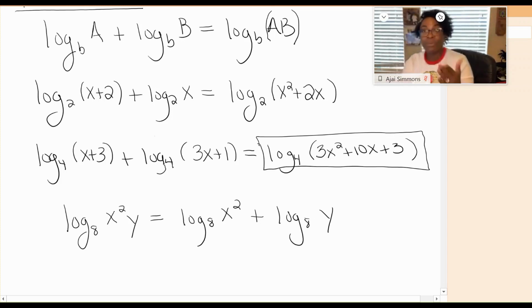Some of you that are familiar with log rules probably see that, oh, you can also use the power rule, but we don't know about the power rule yet. So we're just going to stop right there. I just want to make sure you understand the product rule. If you have two logs, you can bring them together as one. If you have one log, you can separate it into multiple logs by using a plus sign. Okay? So that's rule number one.